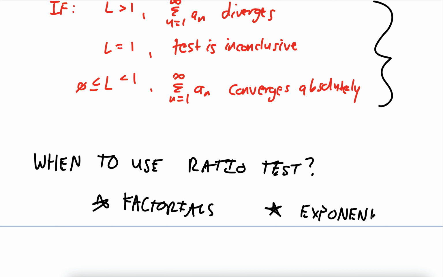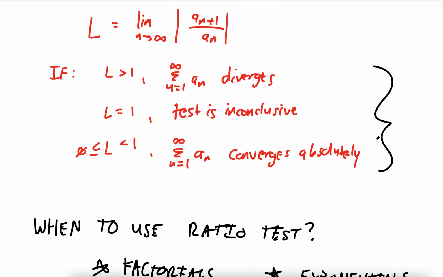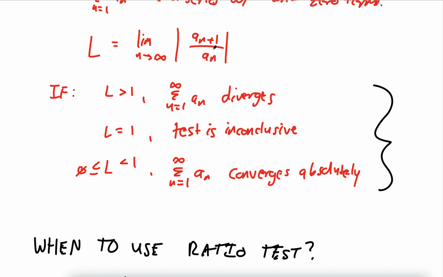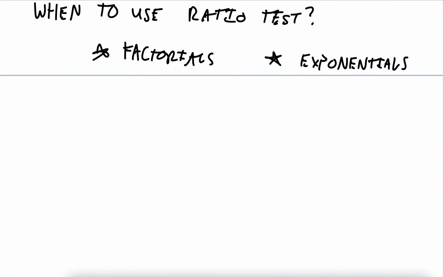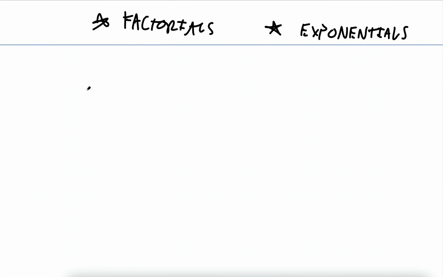And the reason that these two are such great functions to use the ratio test with is because the ratio of their terms is going to simplify so well. Remember, we are doing a division of the next term divided by the previous term. So when you work with factorials or exponentials, they tend to cancel out nicely when you just add 1 to them, okay?